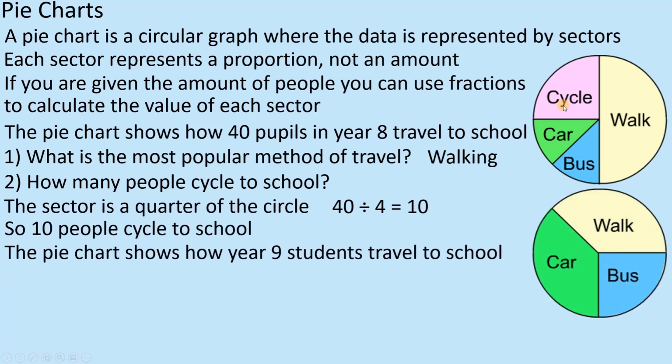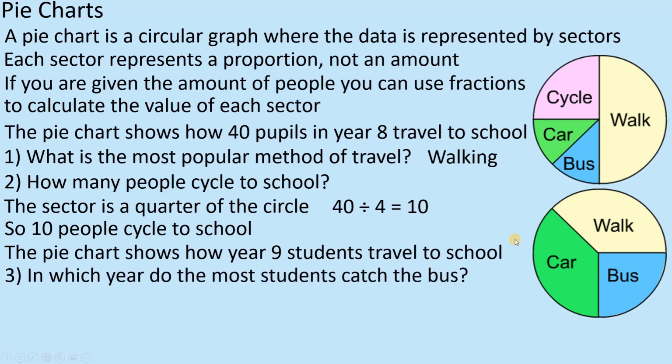You've got a second chart over here that shows how year 9 students travel to school. You can see there's a smaller portion of bus, car is an awful lot bigger proportion, and walking a small proportion. Of course, apparently no one in year 9 cycles. In which year did the most students catch the bus? If I'm looking at the bus specifically, I've got this here, and that looks like an eighth of the students. An eighth of the 40, so maybe around about 5.